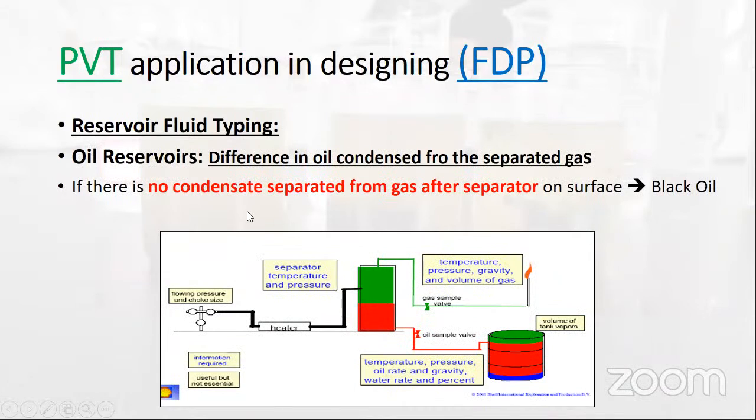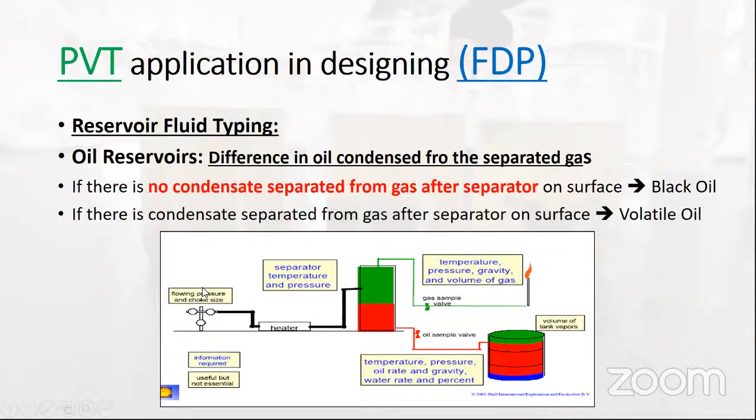So what is the difference between the black oil and the volatile oil? The difference between the two types of oil reservoir is that if we have no condensate separated from the gas after it passes through the separator, we can call it a black oil. For example, if we have our well here, then the oil will come from the well to the heater and then to the separator. The separator will separate the flow into gas and oil. The oil will be stored in the oil tank, and the gas will go to the flaring system or a gas tank.